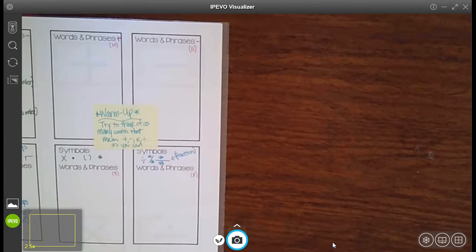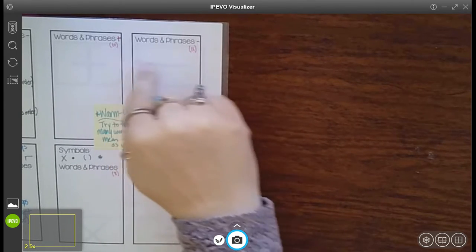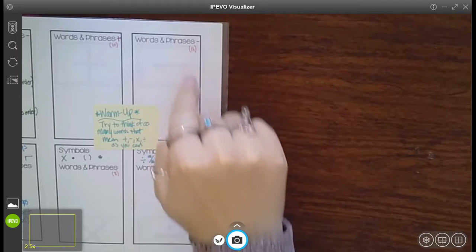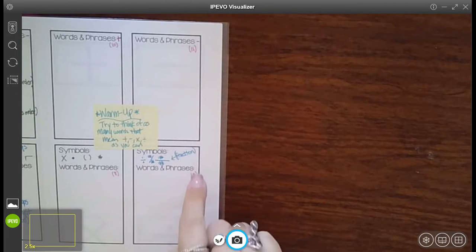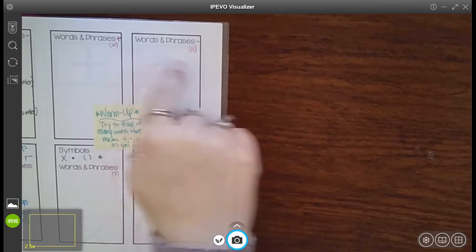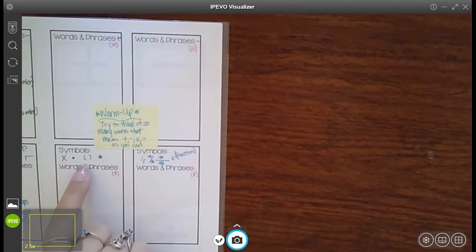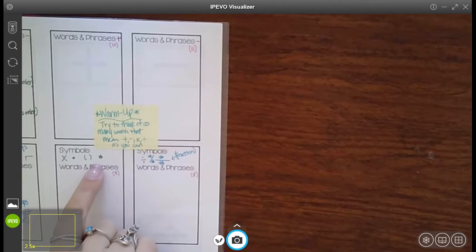Hello, my little mathematicians. Okay, for our warm up, I want you to try to think of all the words and phrases that you can think of that mean adding, that mean subtracting, that mean multiplying, or that mean dividing. Okay, and then, obviously, adding is a plus sign, subtracting is a minus sign, but multiplication, there's several symbols. You could have an X, a dot, a parentheses, or even a star.